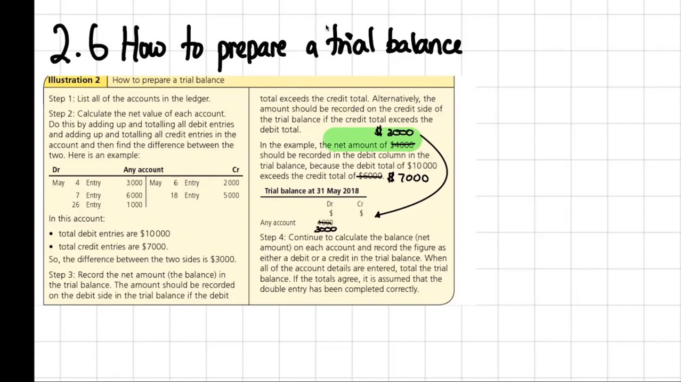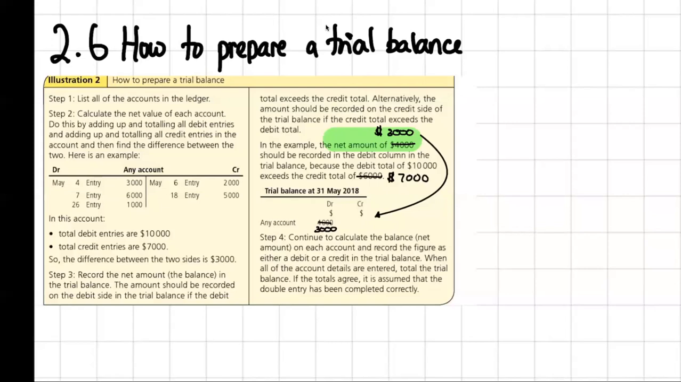Okay, once you're done, you can just continue with the rest of the accounts that you have, and then eventually list out every single account in your trial balance. Once that's done, you can compare the total debit amount with the credit amount. If they are the same, then bravo, you have done your double entry properly. If they're not, then there might be some errors that you need to look out for.